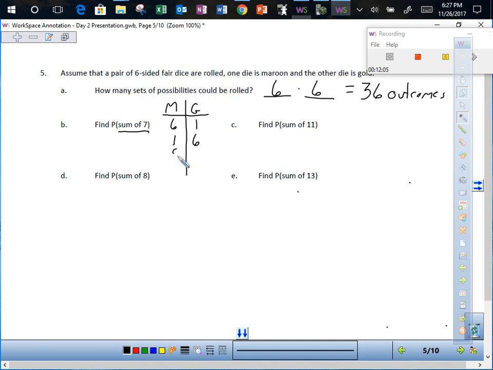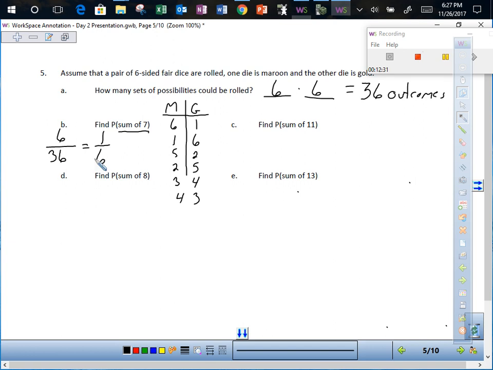I could get a maroon 2 and a gold 5, or a maroon 5 and a gold 2. I could get a maroon 3 and a gold 4, or a maroon 4 and a gold 3. That's all the ways to get a sum of 7. Well, 1, 2, 3, 4, 5, 6. There's 6 out of 36 ways to get a sum of 7, which reduces to 1/6.